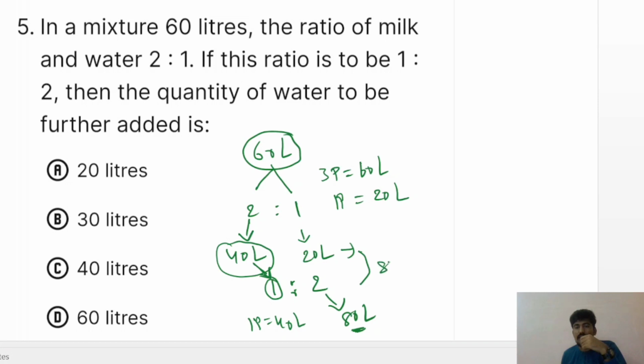So 80 minus 20 liters is 60 liters. After adding 60 liters, the ratio will be 1:2.